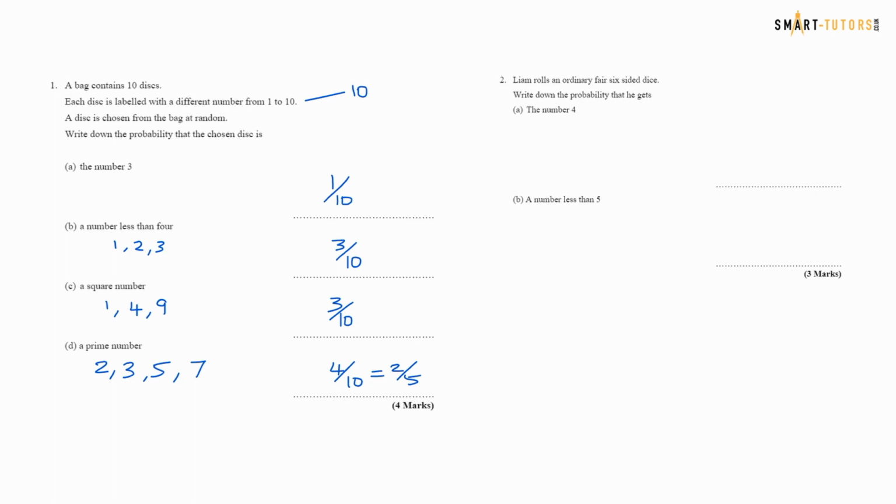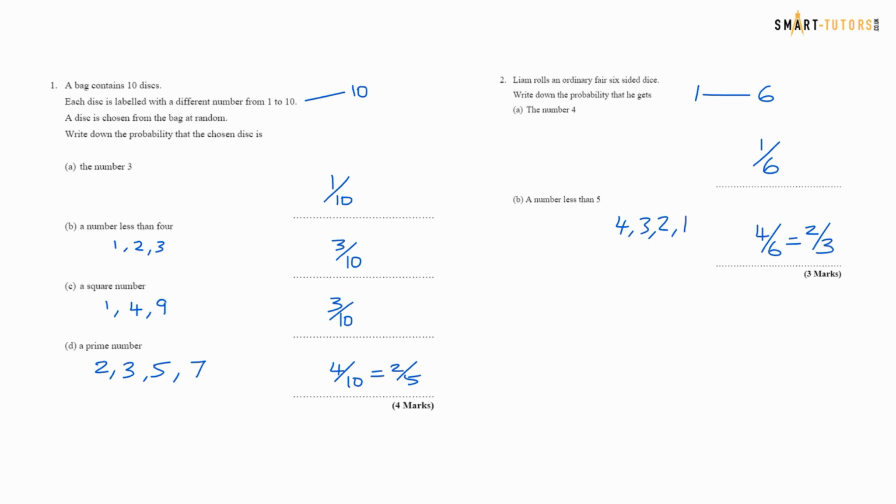Liam rolls an ordinary fair 6-sided dice. Write down the probability that he gets the number 4. So a 6-sided dice means 1 to 6. 4 happens only one time out of 6 numbers. A number less than 5: less than 5 means it's possible to get 4, 3, 2, 1. So 4 numbers out of 6 is 2 out of 3.